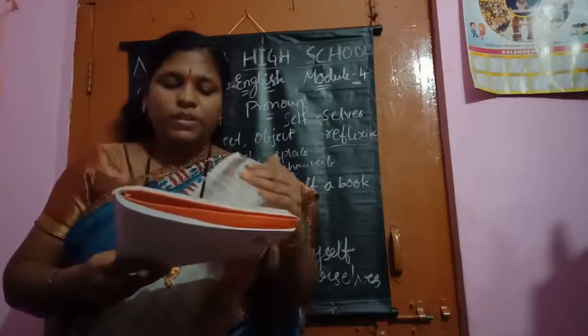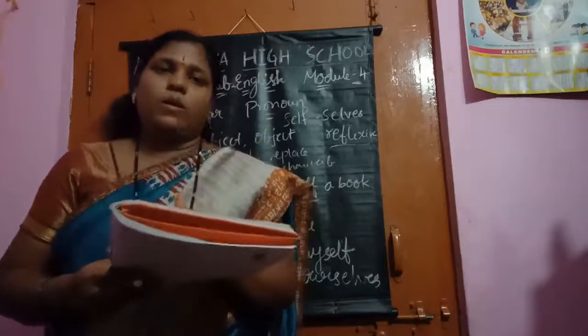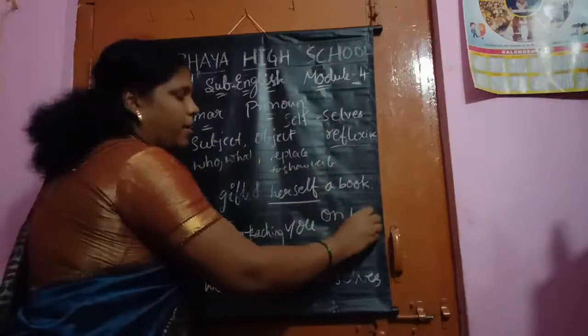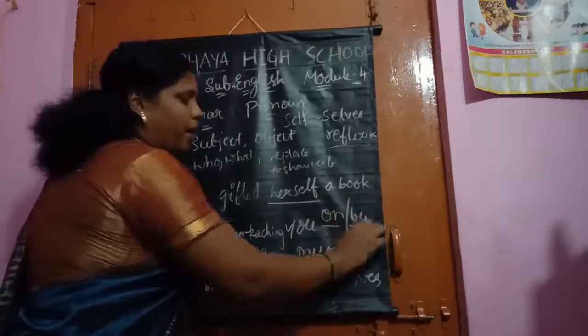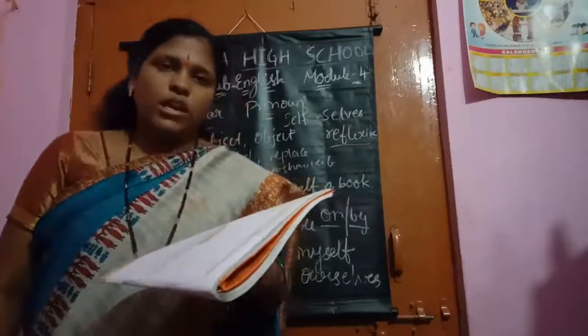Understood, children? Whenever we are using the reflexive pronoun, on is replaced by. On is replaced by. In the place of on, we will write by and we will write the reflexive pronoun. Understood, children? Now we are going to see.